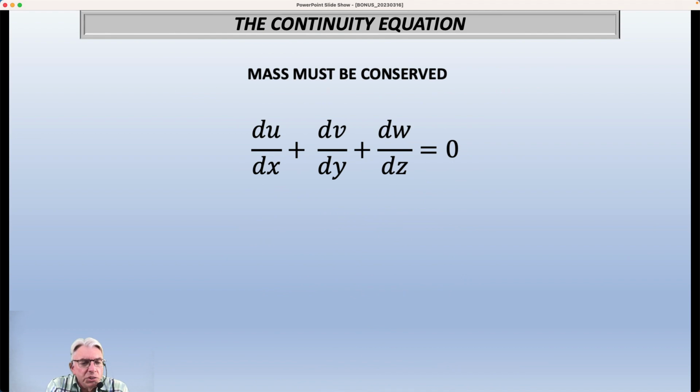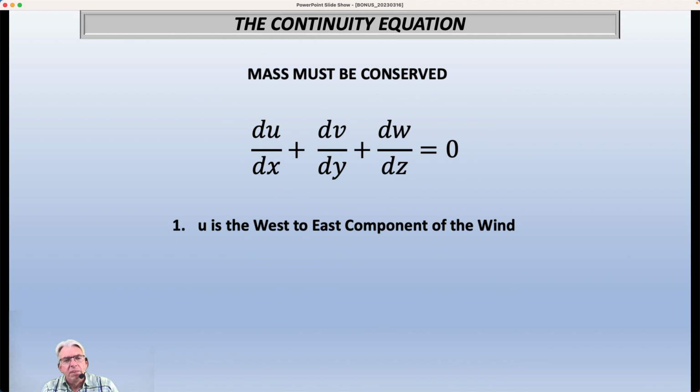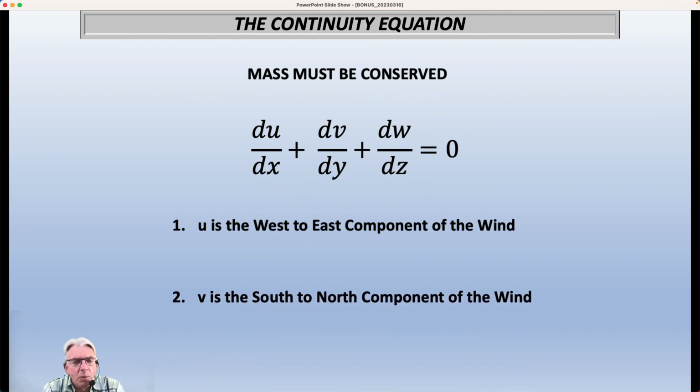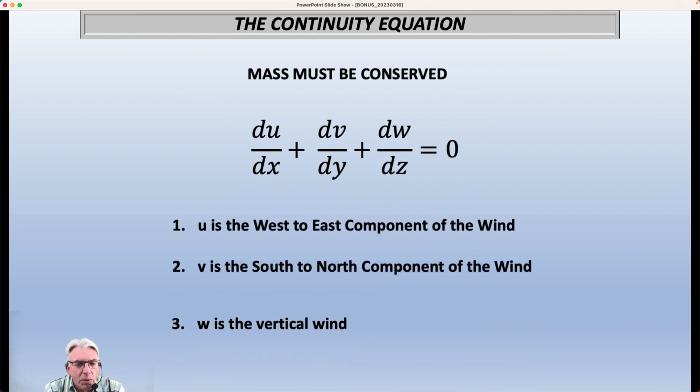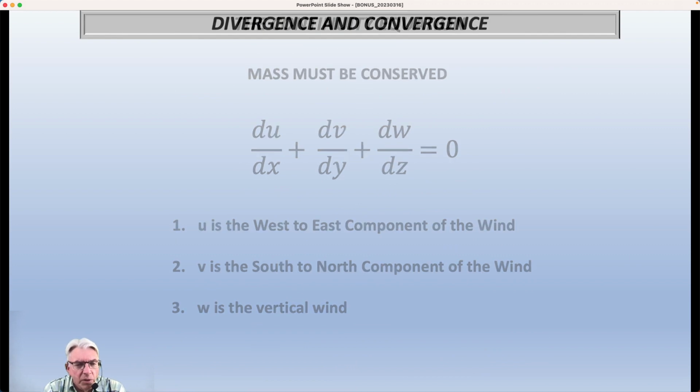The U is what we call the west to east component of the wind, okay, like this. The V is the north-south component of the wind that's going south to north. And the dw/dz is how the vertical motion, the air going up or down, is changing as you go up through the atmosphere, okay? When you add up all those three, all those changes have to be equal to 0 in order for mass to be conserved. So again, U is the west to east component of the wind, V is the south to north component, and W is the vertical wind or vertical motion.